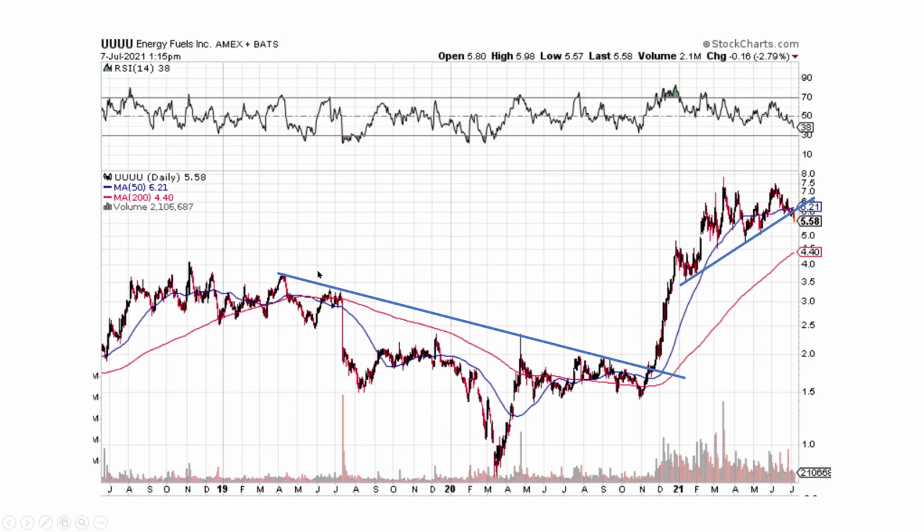UU, same exact patterns. The launching pad, and then we came up and we were losing steam. The buyers started to equal the sellers. That's why we have this ascending wedge, and we broke to the downside here recently.